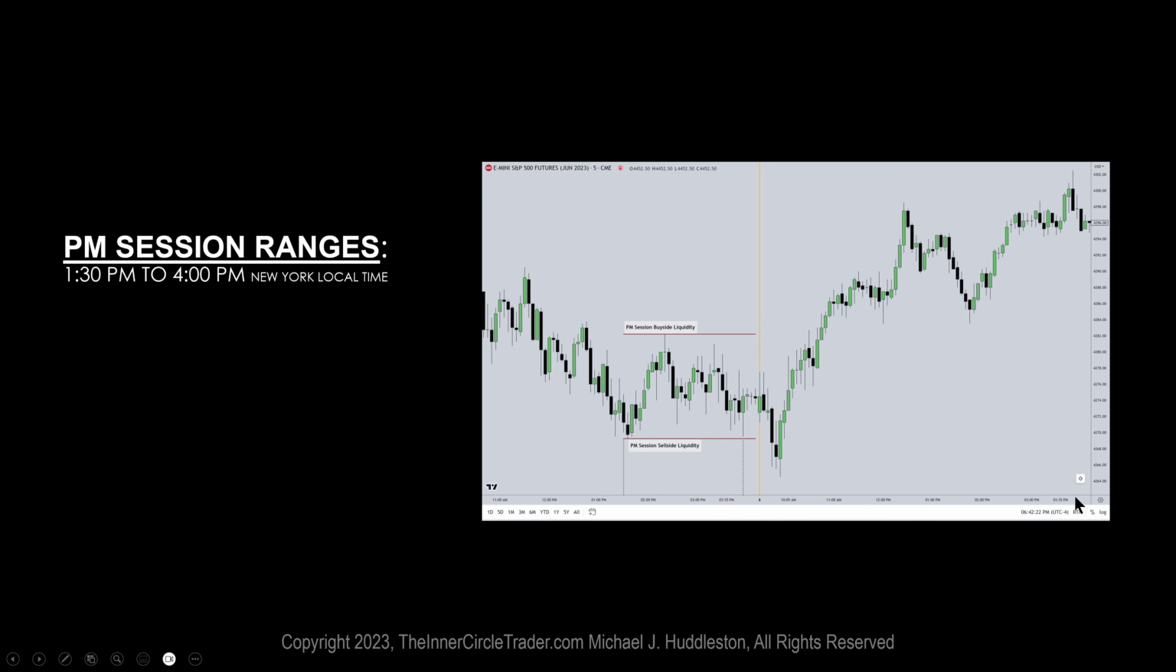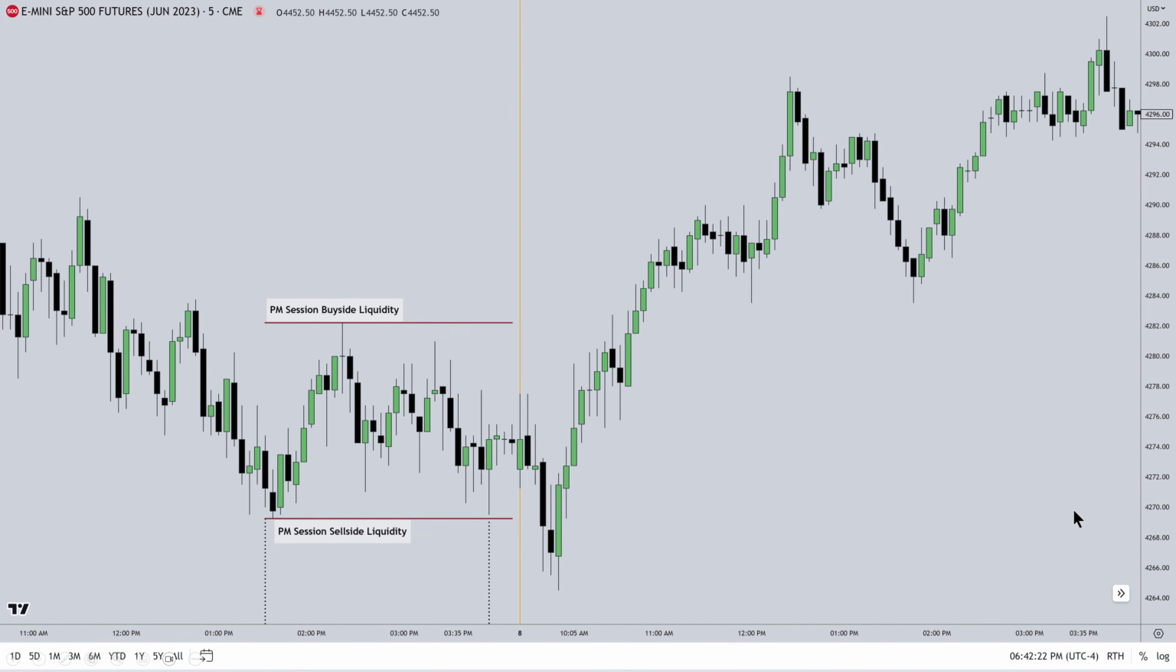Notice this down here in the lower right-hand corner. Let's make the chart a little bit bigger. So down here in the right-hand corner, that RTH, that's regular trading hours. Now you can toggle this if your membership permits you.